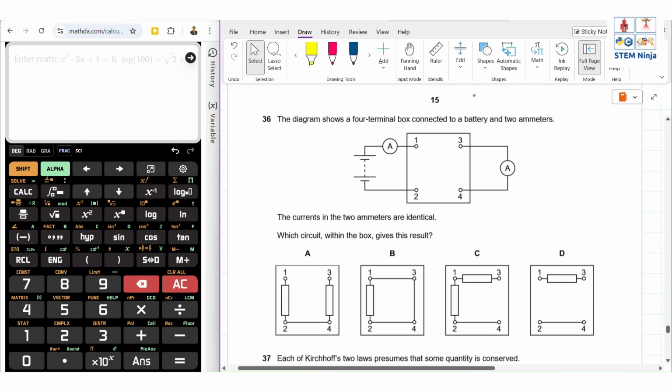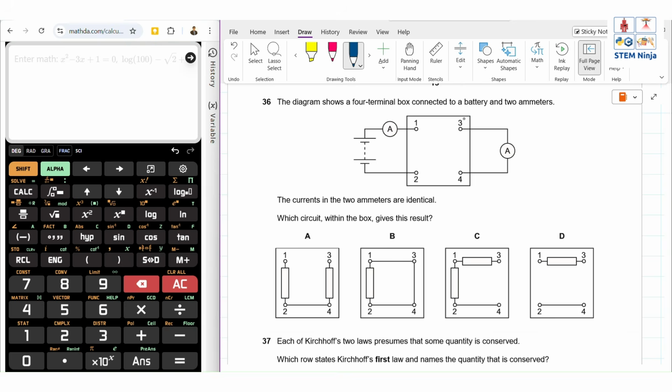Right, okay, moving on. The diagram shows a 4 terminal box connected to a battery and 2 ammeters. The current in the 2 ammeters is identical. Which circuit within the box gives this result? Okay, let's see. There's only one way this can be true, if they are in series with each other. So there has to be some sort of series relationship between this ammeter and this ammeter. So we just need to see where this is happening.